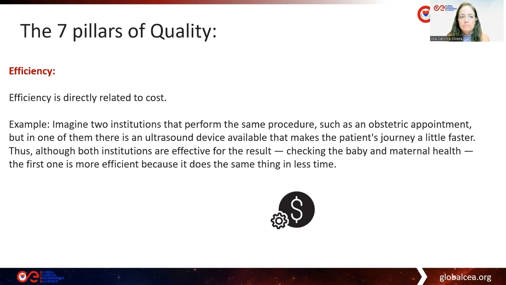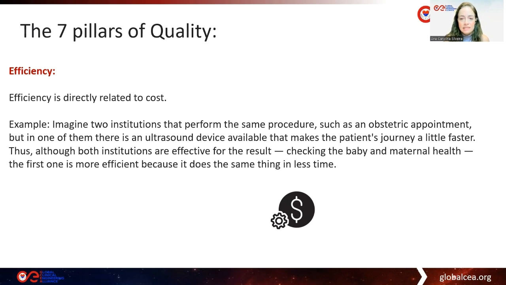Efficiency. Efficiency is directly related to cost. Example, imagine two institutions that perform the same procedure, such as an obstetric appointment. But in one of them, there is an ultrasound device available that makes the patient's journey a little faster. Thus, although both institutions are effective for the result, that is, checking the baby and maternal health, the first one is more efficient because it does the same thing in less time.